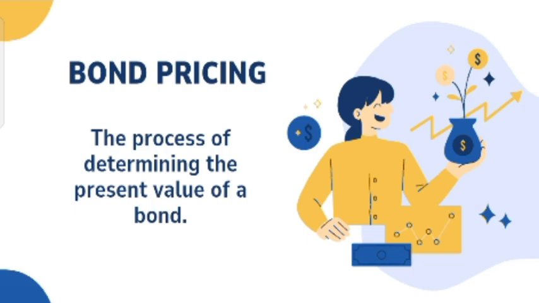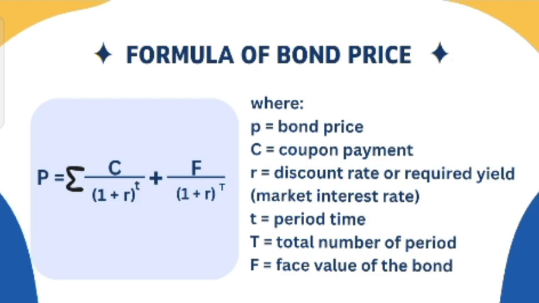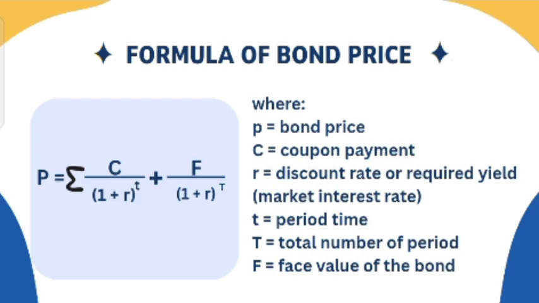So the formula for the bond pricing is P equals the summation of C over the quantity of 1 plus r raised to t, plus F over the quantity of 1 plus r raised to the big letter T. Where P here is the bond price, C is the coupon payment, and r is the discount rate or required yield, the market interest rate. The small letter t is the period of time and the big letter T is the total number of periods, and F here is the face value of the bond.